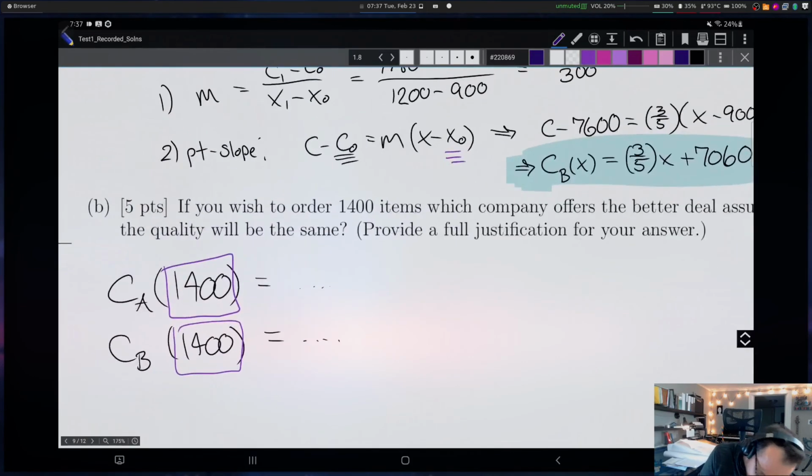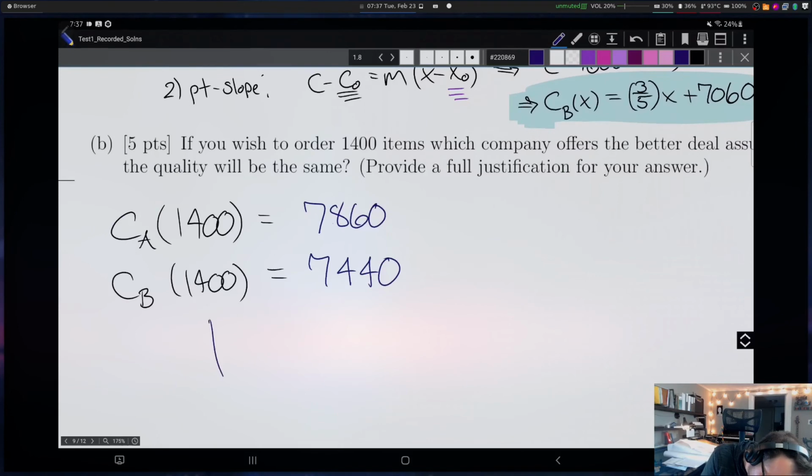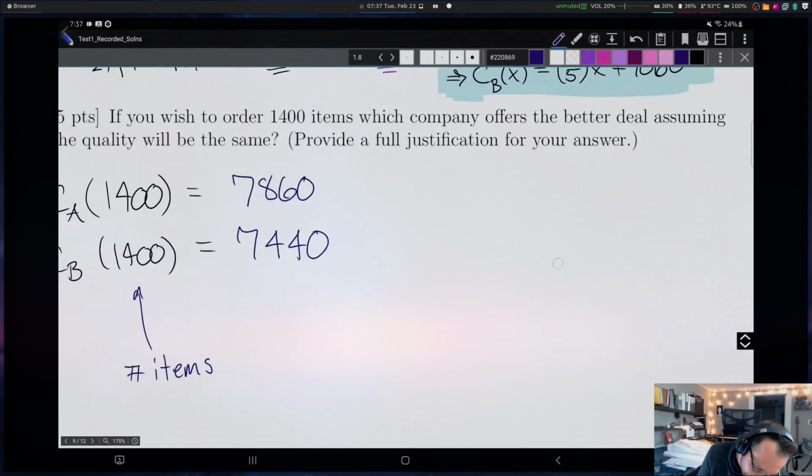And I'll leave it to you to run through the calculations and see what you get. But at this point, if you want, you can even plug it into your calculator. This one ends up being 7860, and this one ends up being 7440. And let's just remember that this was a number of items, some fixed number of items that we want to buy, and this was a cost. These were the outputs in dollars.